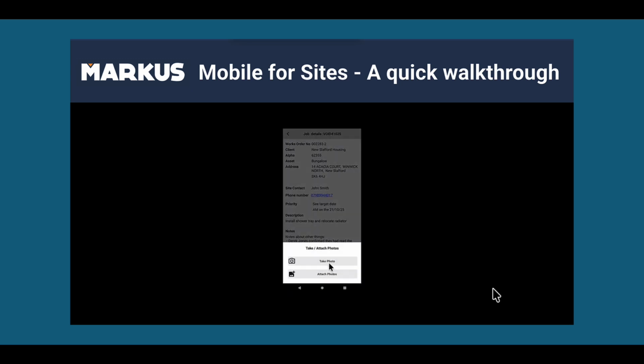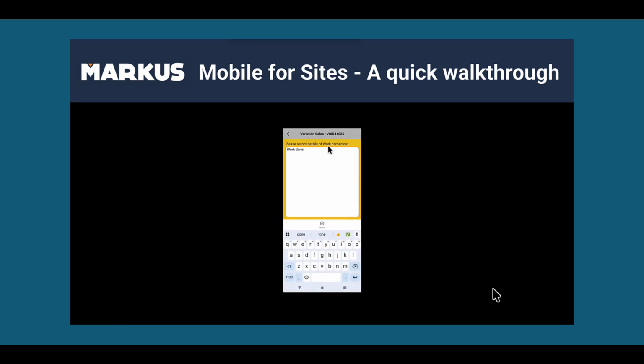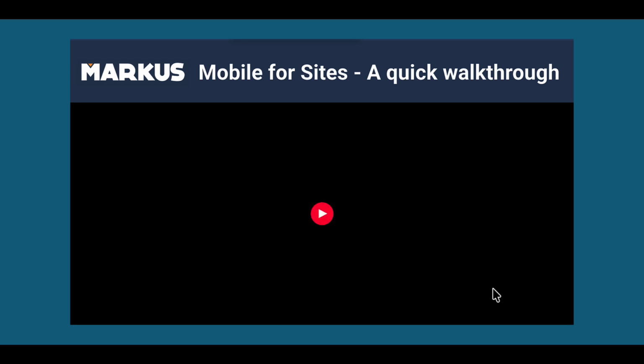It's just one job. You'd be taking your photographs. You'd be recording any surveys against the visit, recording your work done. Any materials that you might have used, you can add those to the job. And then you'd be providing an end status for that visit, along with things like signatures and so on. That's a very quick walkthrough, really fast, I appreciate that, but I'm sure we're all very familiar with how our normal mobile for sites works. There was some bits missing, I did gloss over it, but that was very much one job, one site.